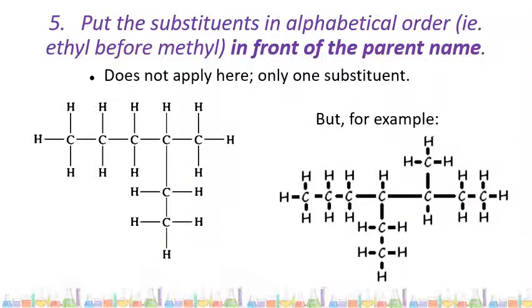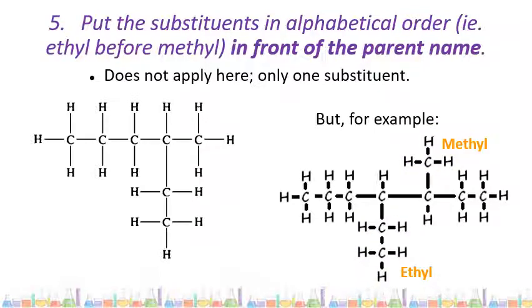And so step 5 doesn't actually apply here, but I want to show you an example. We put the substituents in alphabetical order. So if we look at this example down here on the right, we have 2 side chains off of the main chain. The first one would be methyl. There is only 1 carbon in that side chain. And the second one is going to be ethyl.